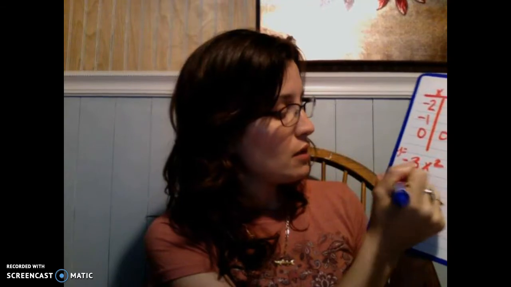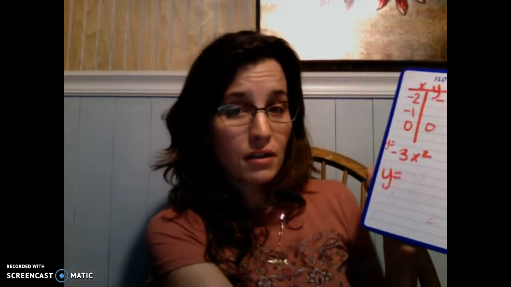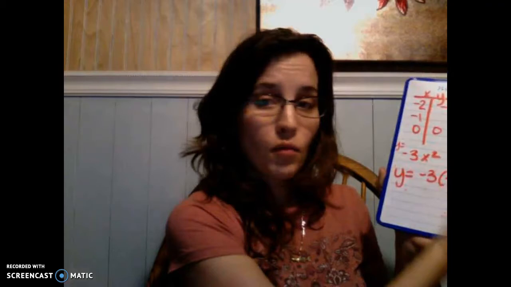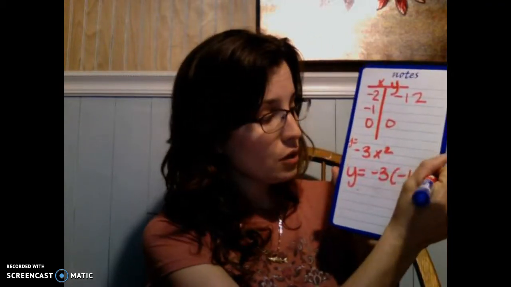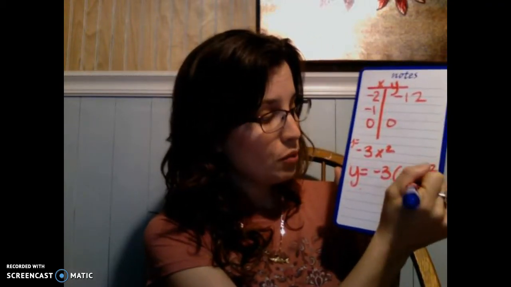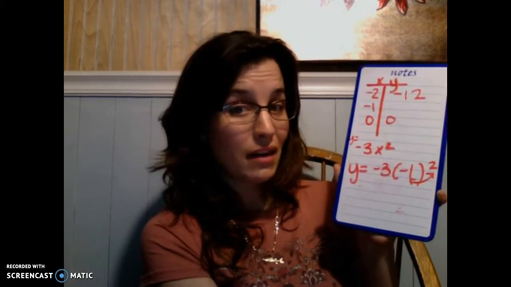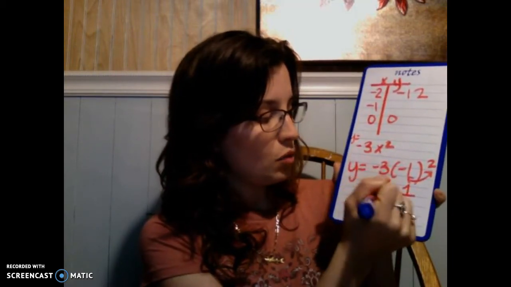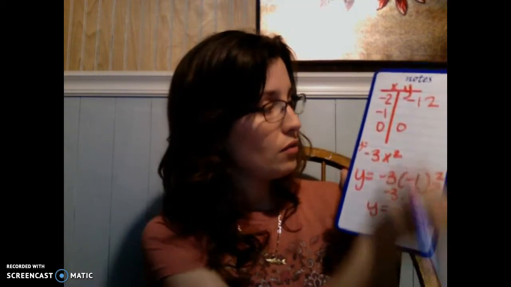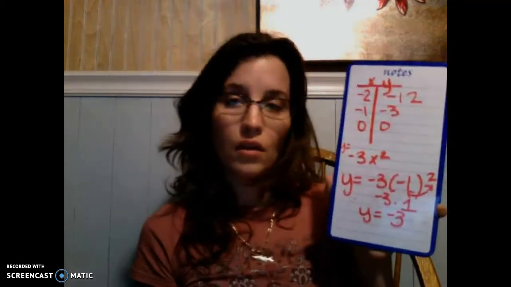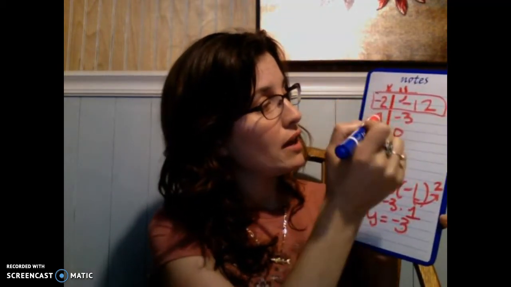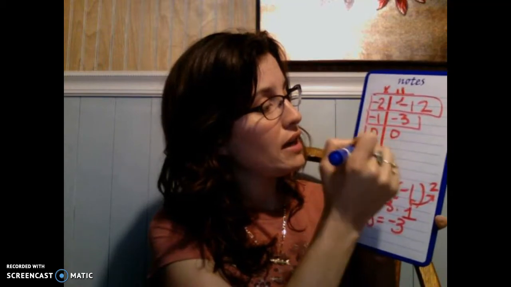All right, so now I'm going to do the same thing when x is negative 1. y is equal to negative 3 times negative 1 squared. Exponents first, in parentheses, negative 1 times negative 1 becomes positive 1. Negative 3 times positive 1 is negative 3. So now I have 3 sets of points: negative 2, negative 12; negative 1, negative 3; and 0, 0.